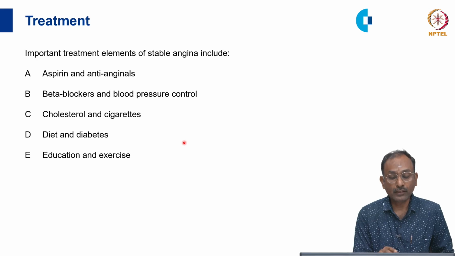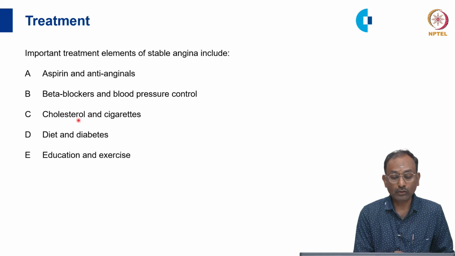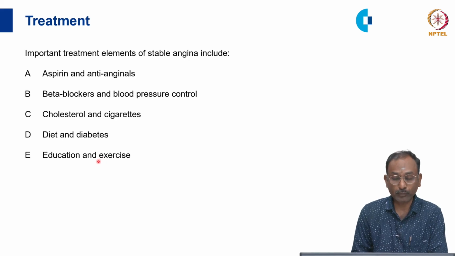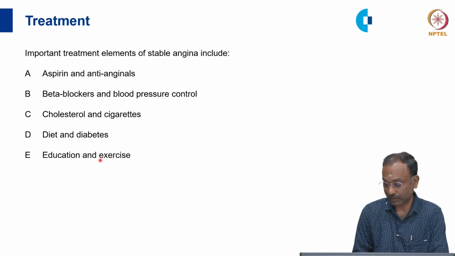Continuing the treatment includes aspirin and anti-anginals, beta blockers and blood pressure control, cholesterol management and cessation of cigarette smoking, diet management and diabetes management, education and exercise. These are the 5 different modalities of treatment of any myocardial ischemia and injury.